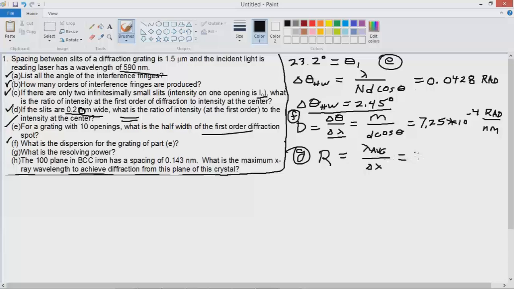Oh, I forgot to write down the formula for the number of openings. In this case, 10 times m. M in this case is 1. Oh, well, gee, I can figure this one out. 10. That's the resolving power.